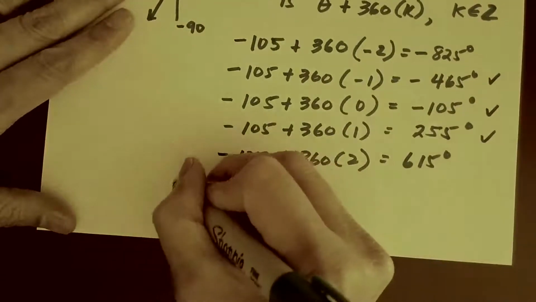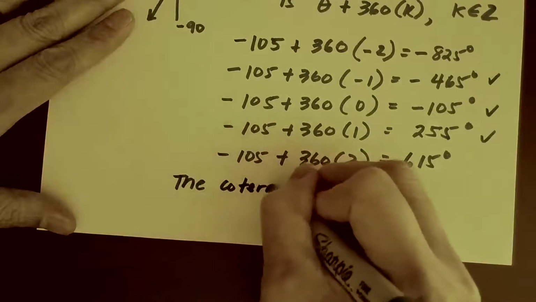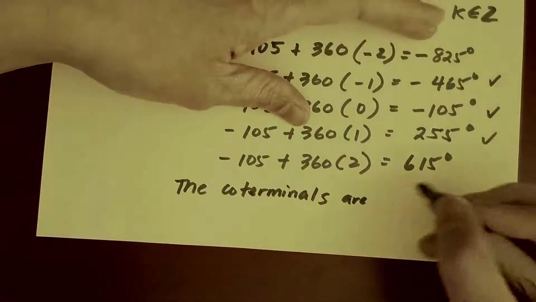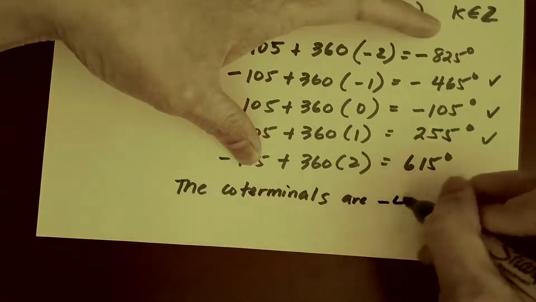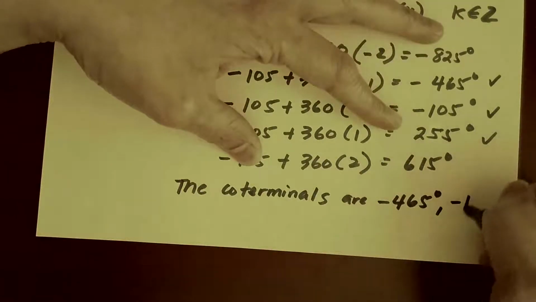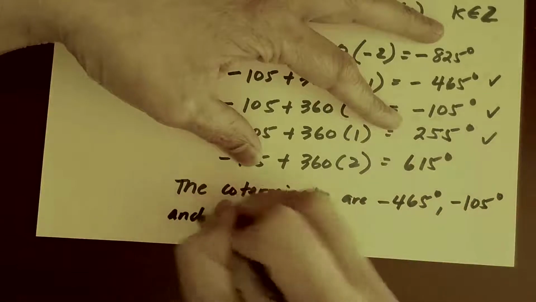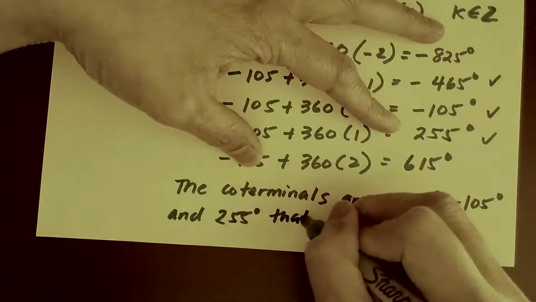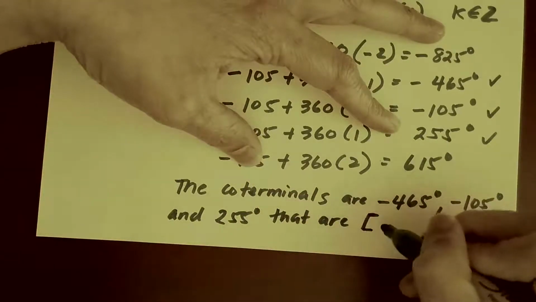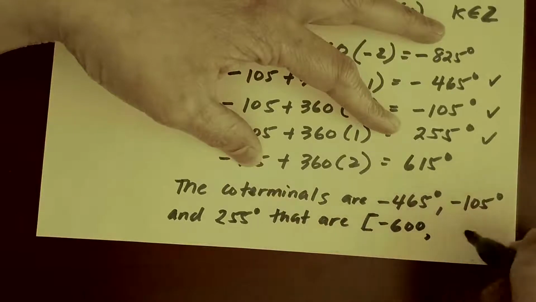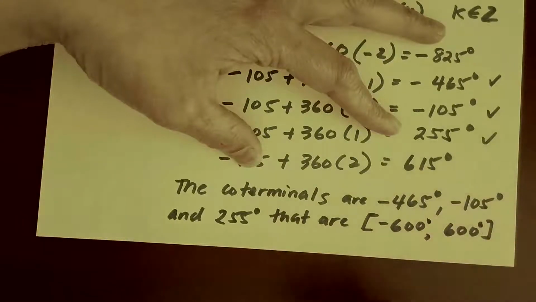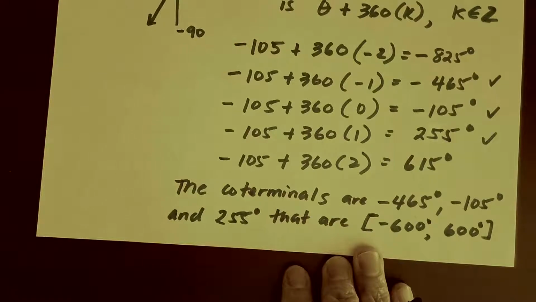So the coterminals are negative 465 degrees, negative 105 degrees, and 255 degrees that are between negative 600 and positive 600 degrees. Okay, because that's our domain. So just stating that, that's 5B.